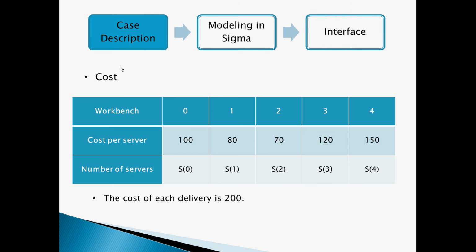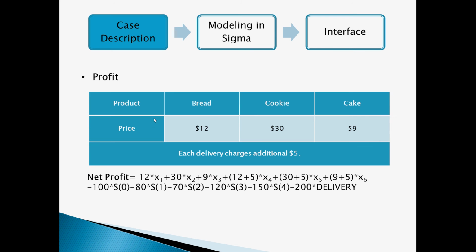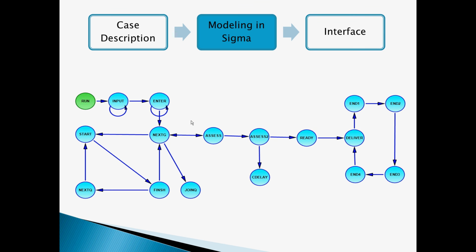The following table provides an overview of the cost of each server. The cost of the delivery worker is 200. Here we provide a brief overview of our profitability calculations. Here you can see a snapshot of the operations underlying our model based on Sigma.